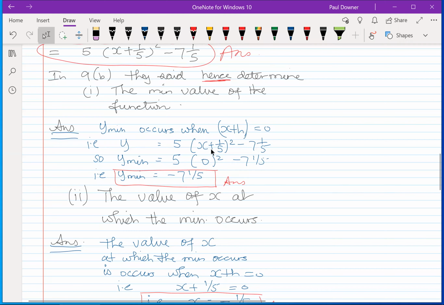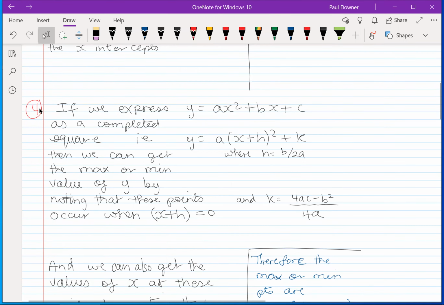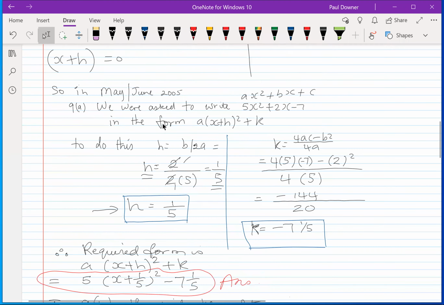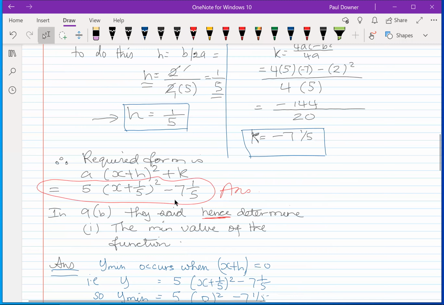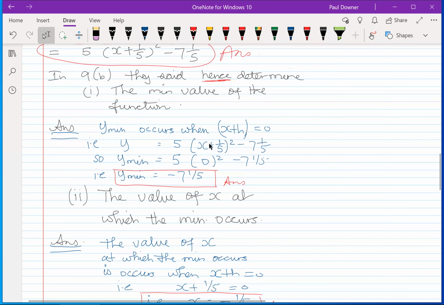So the minimum value of y is negative 7 and 1/5. That occurs when this part here is 0. It's always going to give you the maximum or minimum when this part here is equal to 0. That was a point that you needed to learn coming into this exercise. It was point 4. And that is what is going to help us to do part B, 9B in 2005. That is to say, this part here is 0 and you work it out. So the minimum value was y min, minus 7 and 1/5.